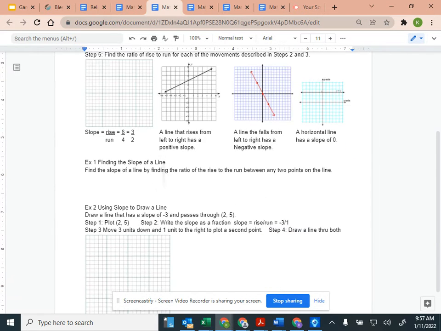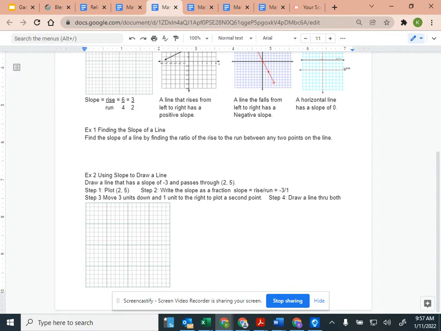The bottom of this page is using the slope to draw a line. If they tell us a slope, we need to be able to draw a line for it. So this says draw a line that has a slope of -3. So if our slope is -3, rise over run, it's supposed to be a fraction. How do I make -3 into a fraction? Well, -3 on the one, I'm going to put it over 1. Now I know what my rise is, and I know what my run is.